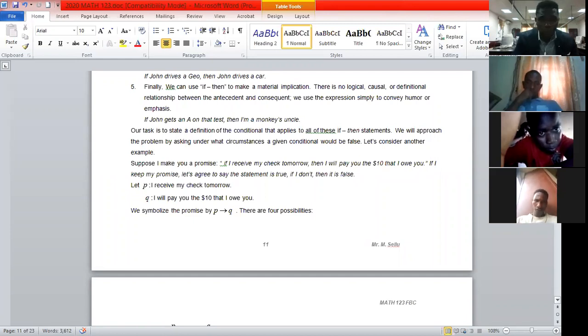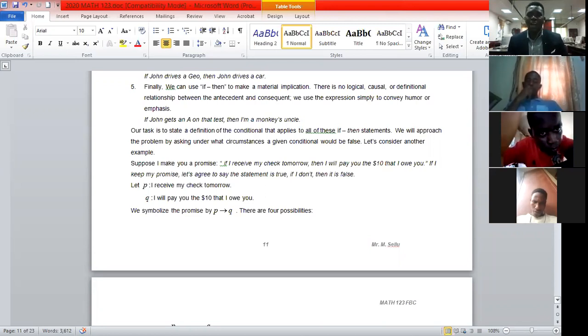Our task is to state a definition of the conditional that applies to all of these statements. We will approach the problem by asking under what circumstance a given condition would be false. Let's consider another example. Suppose I make a promise: if I receive my check tomorrow, then I will pay you the $10 that I owe you. If I keep my promise, let's agree to say the statement is true. If I don't, then it is false.